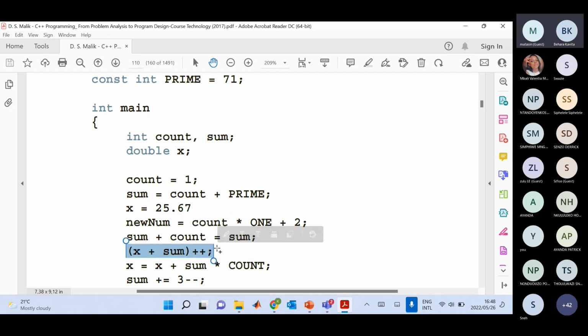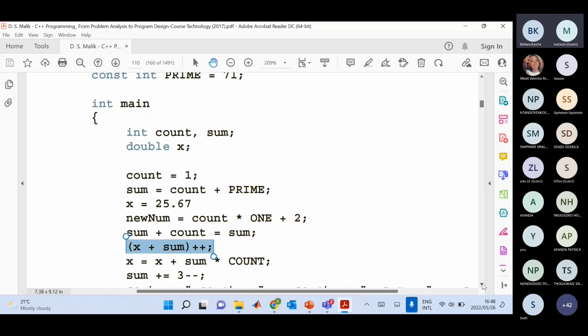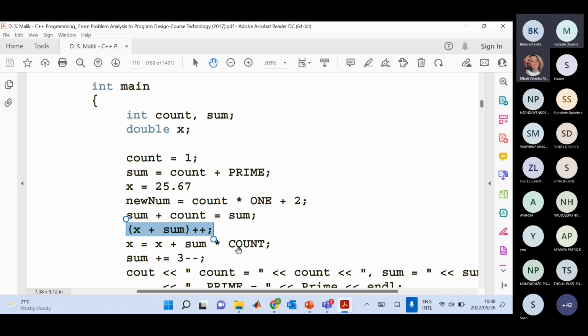There is no mistake in that one. First, you are going to solve the bracket. Whatever the answer that you are going to get, you are going to apply the post increment value. Am I clear? Order of precedence. Okay. Are you with me? Yes. The next line, what is the mistake here?